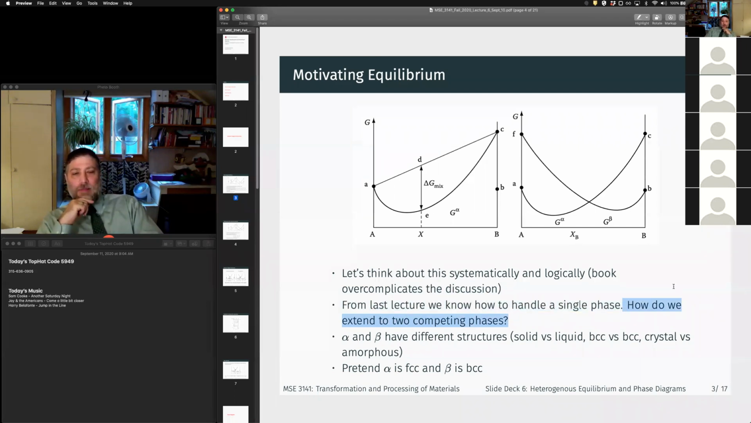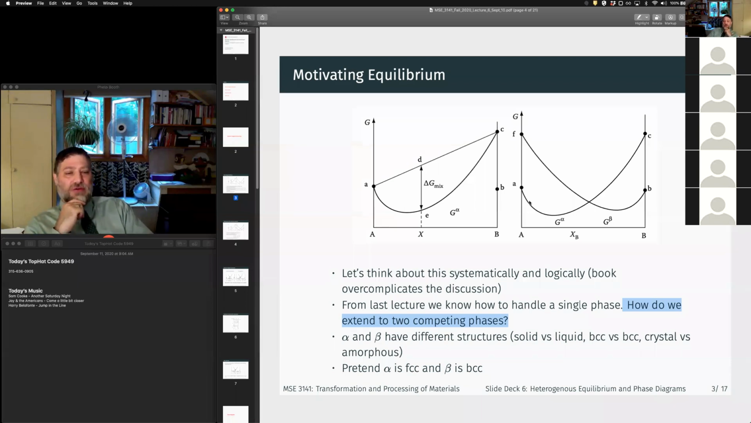So in this case, we have two elements, A and B, that we're mixing together, two components to our mixture, and they each have different crystal structures, alpha and beta. We can draw the free energy curves for alpha and for beta. At pure A, alpha is clearly favored over beta, and for pure B, beta is clearly favored over the alpha structure.